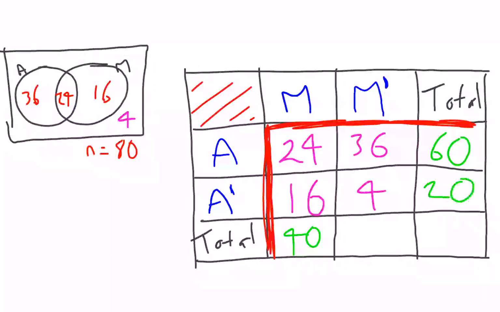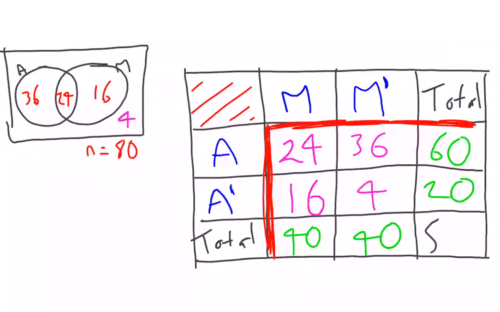Students who don't do art, 36 plus 4 for don't do music, these guys here, 40 students who don't do music. And of course, we can add up the total either down the column or across the row, but we definitely don't add them both up.